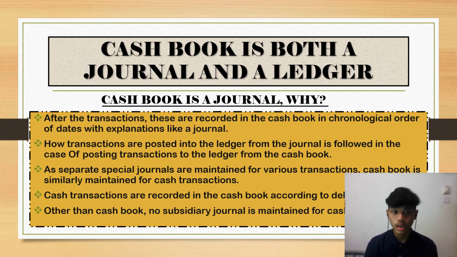Separate special journals are maintained for various transactions. The cash book is similarly maintained for cash transactions. Cash transactions are recorded in the cash book according to debit and credit. Other than the cash book, no subsidiary journal is maintained for cash transactions.